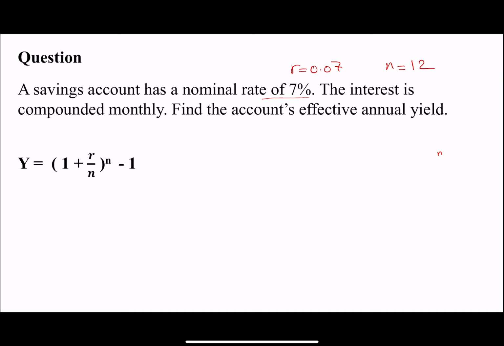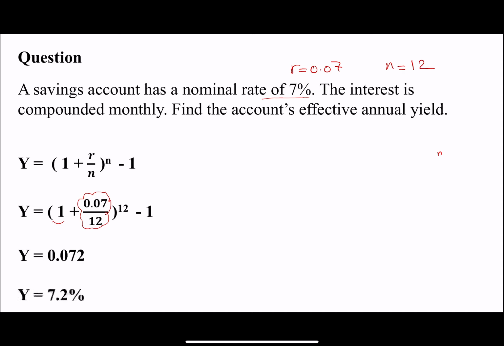If you need more time, please pause the video. Let's plug in the values. R is 0.07 over 12, to the power of 12, minus 1. First, calculate this ratio: 0.07 divided by 12. Whatever the answer is, add it to 1, and then raise it to the power of 12. Then whatever the result is, minus 1. You get something around 0.072. Change that to a percentage: the effective annual yield is around 7.2%.